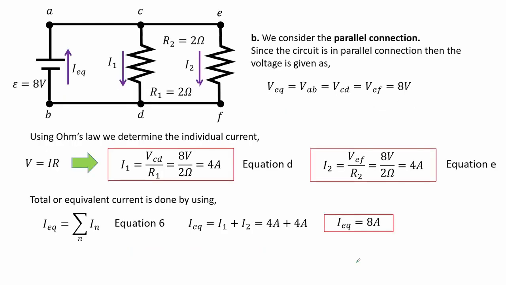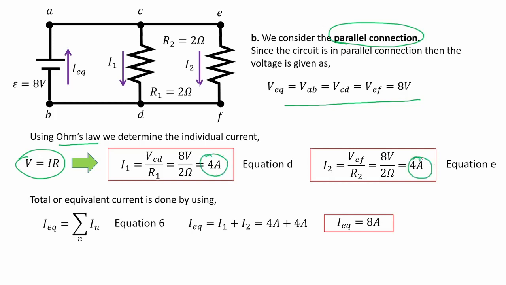For letter B, we consider the parallel connection. Since the circuit is in a parallel connection, then the voltages are the same for each resistor, and it is 8 volts. We then use this voltage value to determine the individual currents. By applying Ohm's law, we have the currents for each resistor to be 4 amperes as shown in equation D and E. The total or equivalent current is done by using equation 6, and we see that it is the sum of the individual current, and it is 8 amperes.